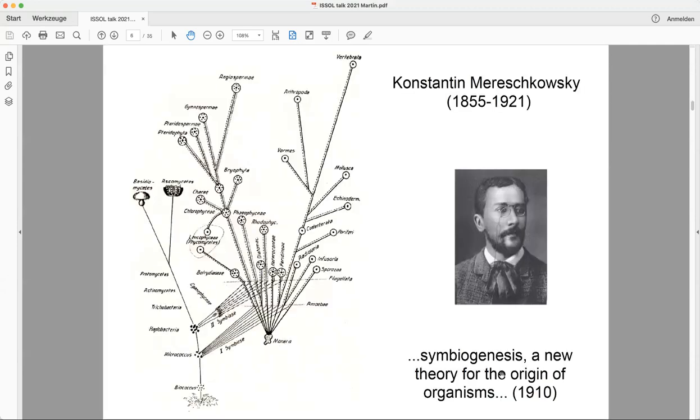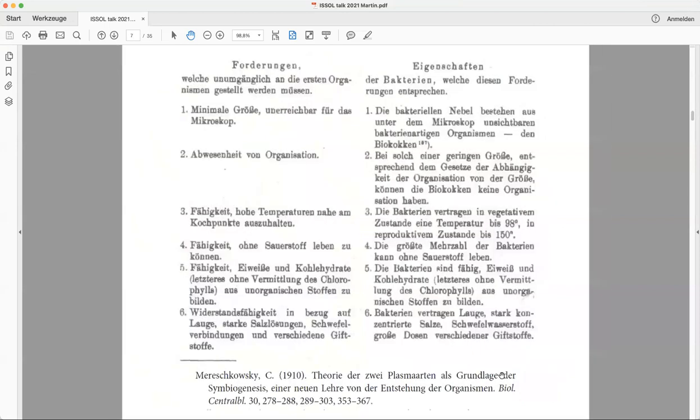The idea of autotrophic origins of life from CO2 is not new. This is a picture from Konstantin Merezhkovsky in 1910. And if you see at the bottom, he's got something called Biococcus, and these are just little things, hypothetical organisms living in hot conditions, basically on inorganic components. If we look at what he was talking about, he was saying that the very first cells had a minimal size.